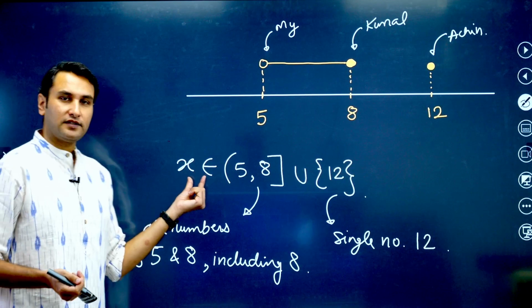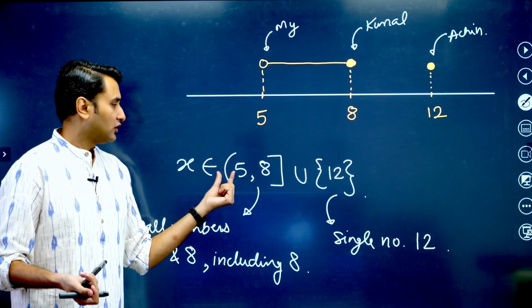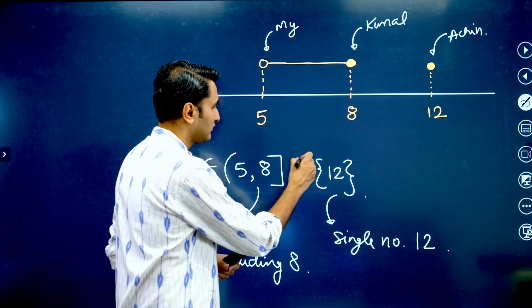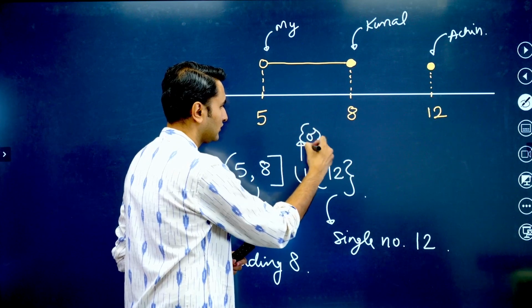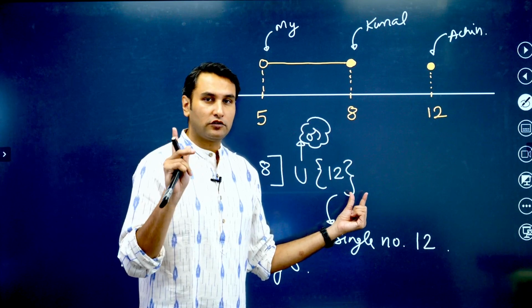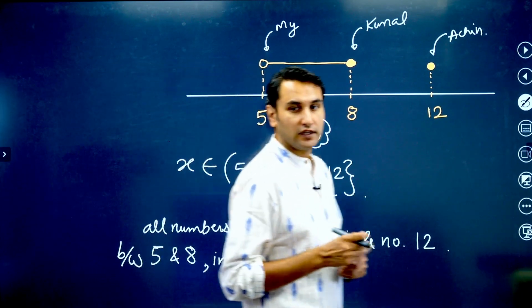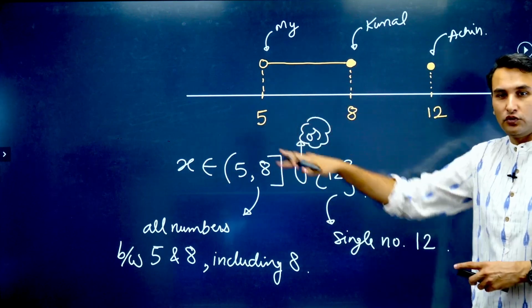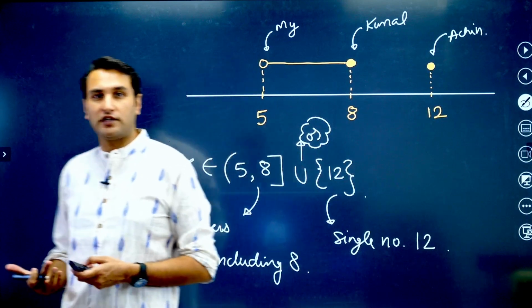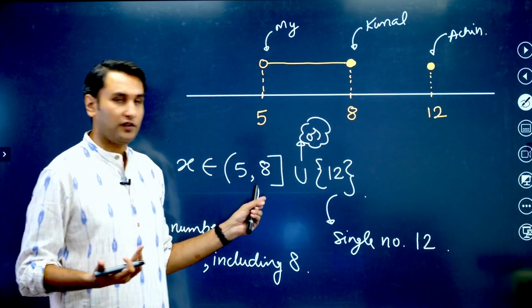Right? So x is happy to have all numbers between 5 to 8, including 8, not including 5, open, closed, or union, only number 12. So x can either be here or x can be 12 as well. Okay? So this is how you have now started learning how to represent numbers on the number line and how to represent the intervals in the interval notation.